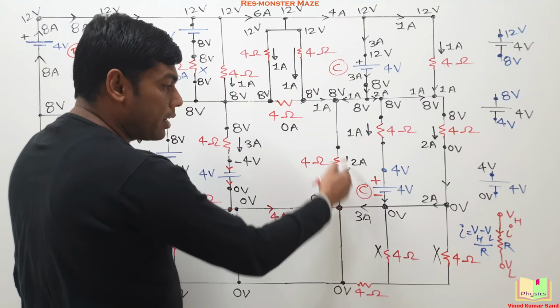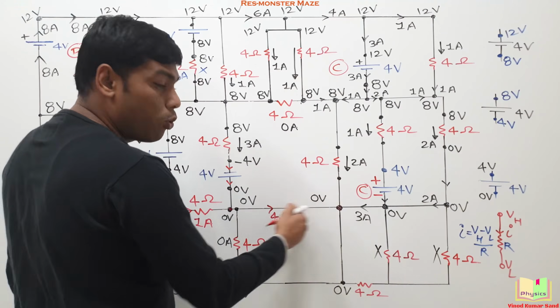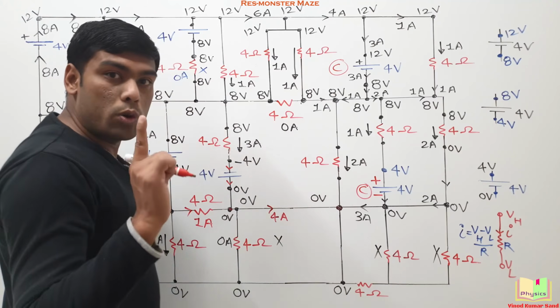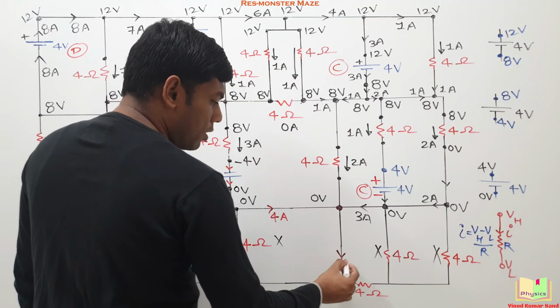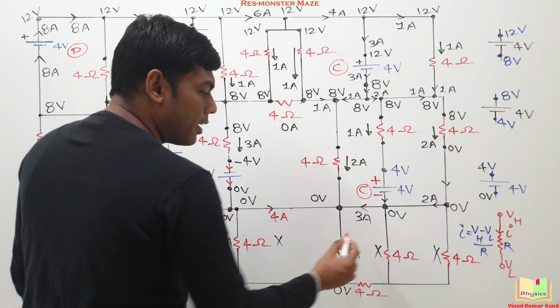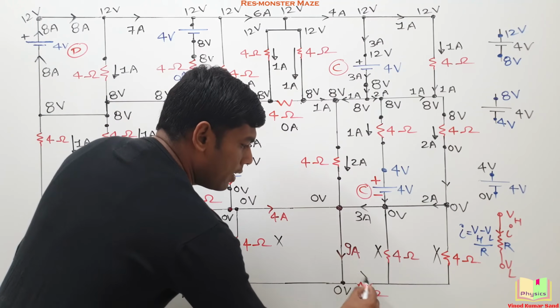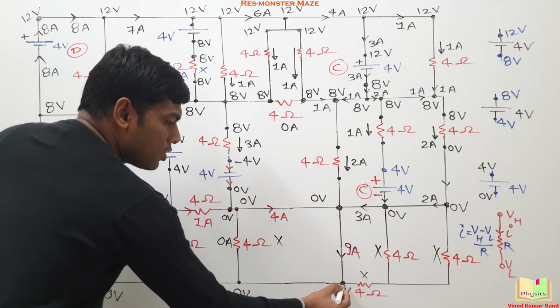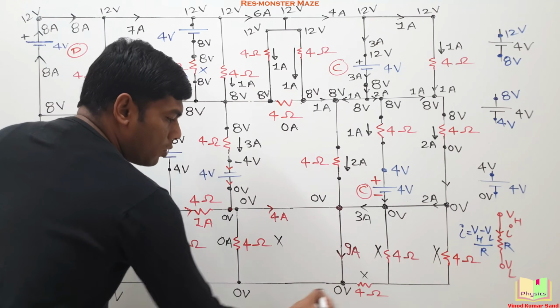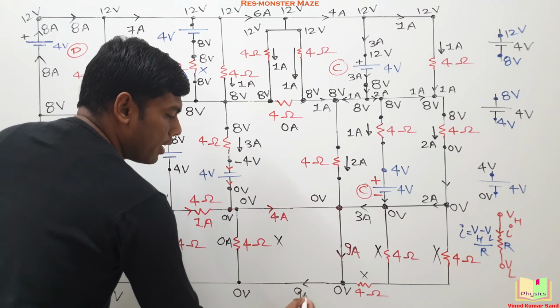3 ampere incoming, 2 ampere incoming, 4 ampere incoming. Total incoming for this junction is 9 ampere. So the total outgoing should also be 9 ampere. There is no current in this resistor. We already know. It means for this junction, the outgoing here should also be 9 ampere.